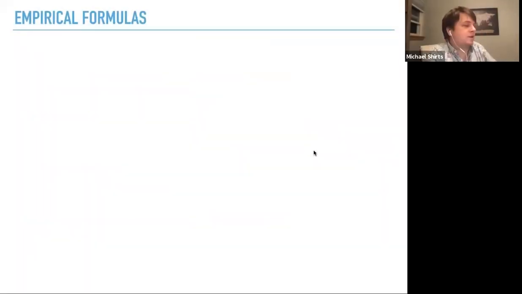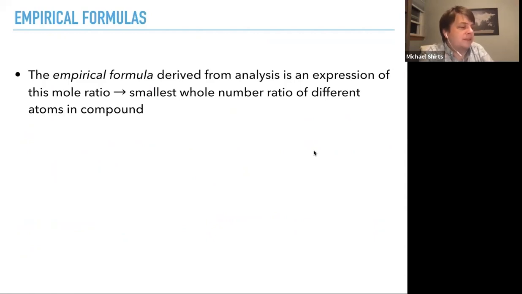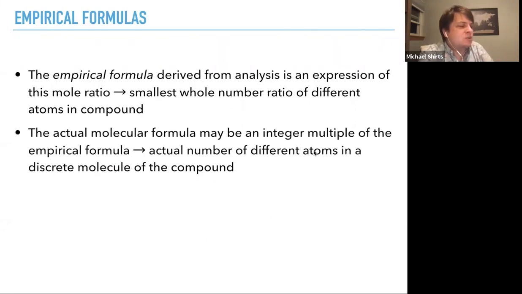So, empirical formulas. The empirical formula derived from some chemical analysis is an expression of the mole ratio, i.e. the smallest whole number ratio of the different atoms in the compound. So why do we talk about an empirical formula versus a molecular formula? The actual molecular formula may be an integer multiple of the empirical formula, because it has to do with the actual number of different atoms in a discrete molecule of that compound.